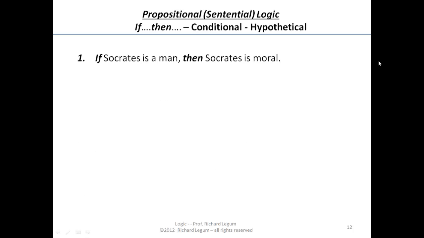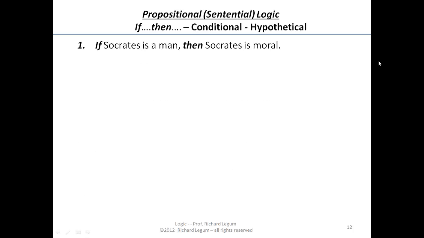And let's just go through again so we understand a few things about conditional, hypothetical propositions. If Socrates is a man, then Socrates is mortal. Does this imply that Socrates is a man? No. It just says if he's a man, then he's mortal. It could very well be that I'm talking about somebody's cat or dog named Socrates.